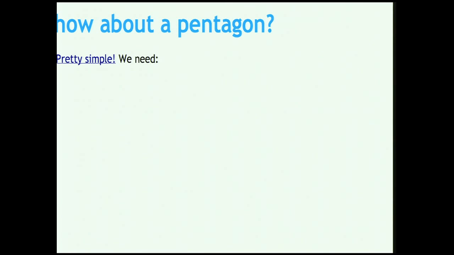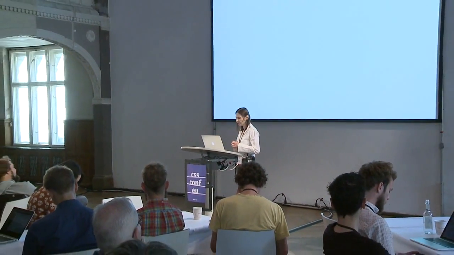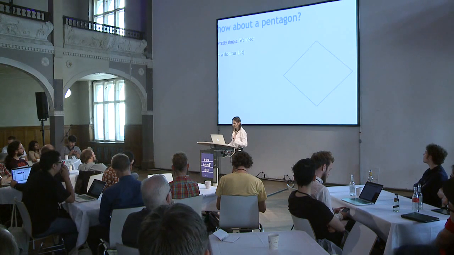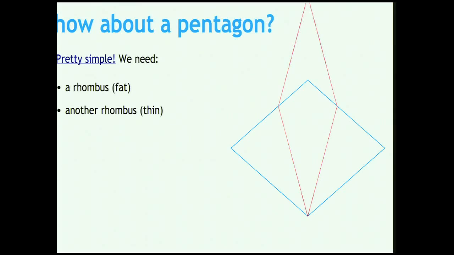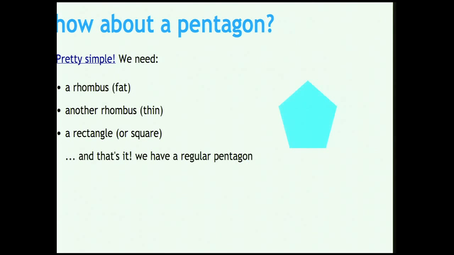And we can do more shapes, like a pentagon. And how would we do a pentagon? I first had this idea about a year and something ago. And I thought, well, first use a rhombus. And then inside of it, use another rhombus. And then inside that rhombus, use a square. And cut off all the outer elements, and we're left with this. This is the pentagon. And it's actually a regular pentagon.